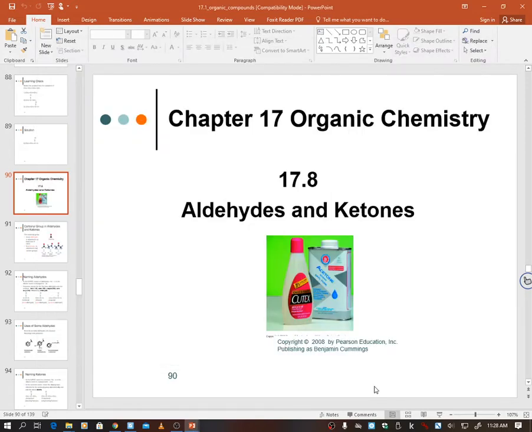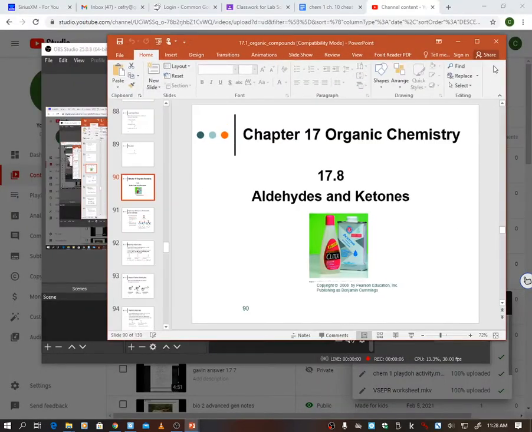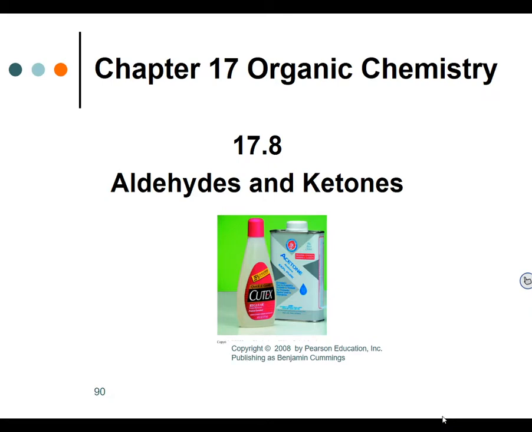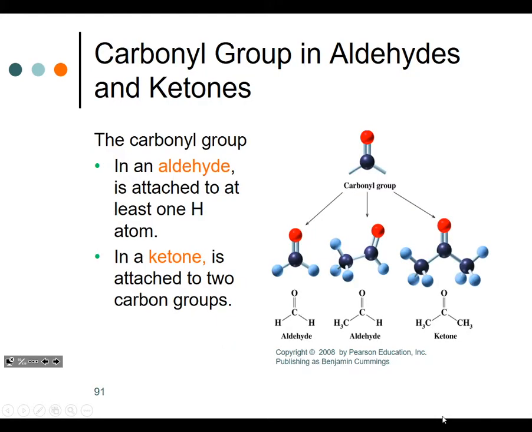So we are going to look at aldehydes and ketones today in chemistry. We're going to be doing the next two types of carbohydrates. All right, so aldehydes and ketones are very similar. They're kind of easy for students sometimes to get mixed up. But the big thing with aldehydes and ketones is that they have a carbonyl group. And what that means is that you have a carbon double bonded to an oxygen.